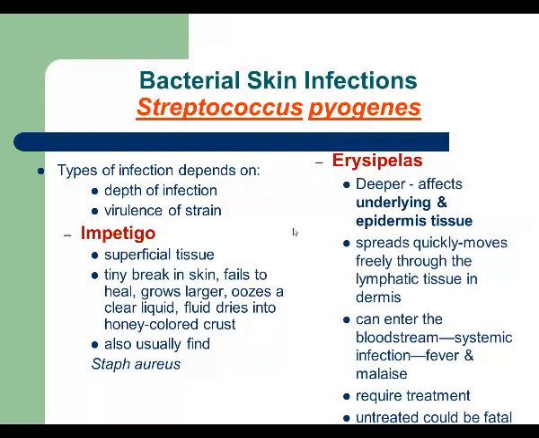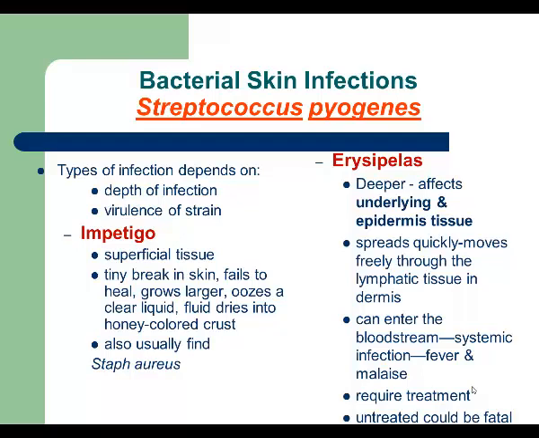And we start with the first pathogen that can cause infections of the skin, Streptococcus pyogenes. Streptococcus pyogenes is a gram-positive coccus in chains. It is catalase negative. It can cause different infections of the skin, and actually the type of infection depends on the depth of infection and virulence of the strain. We start with the surface infection that affects the surface of the skin. It is impetigo. It's called impetigo, and this is the most common infection that usually can be seen in children.